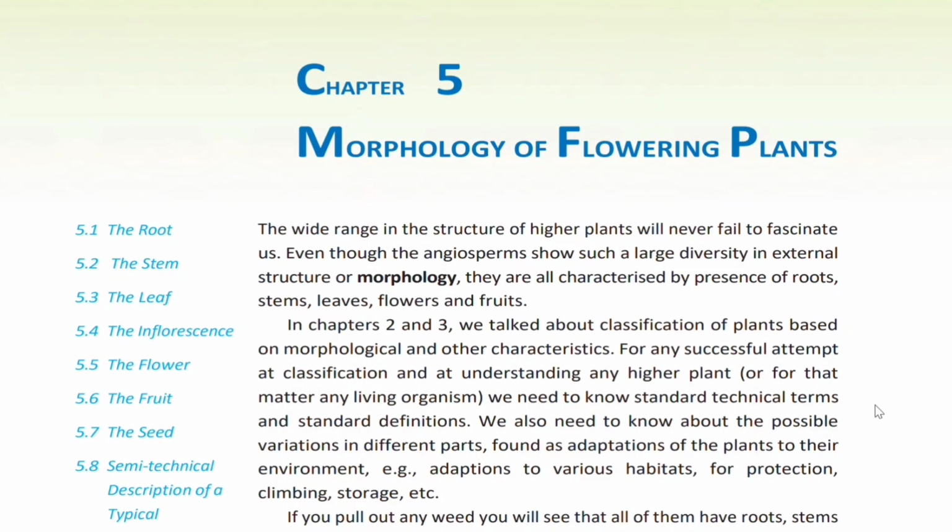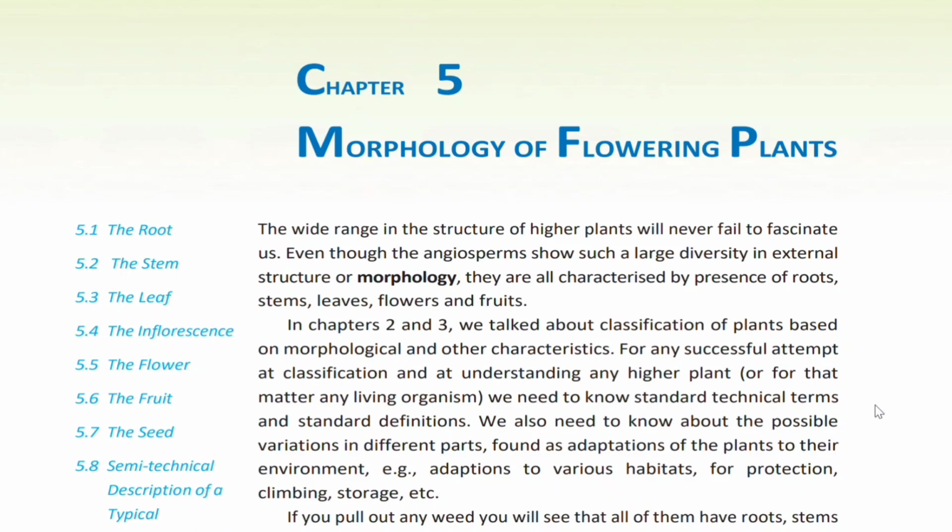Chapter 5: Morphology of Flowering Plants. The wide range in the structure of higher plants will never fail to fascinate us, even though the angiosperms show such a large diversity in external structure or morphology. They are all characterized by the presence of roots, stem, leaves, flowers, and fruits.